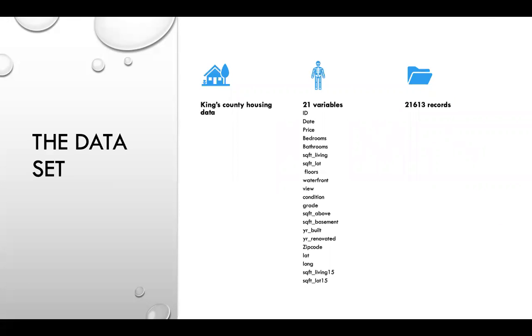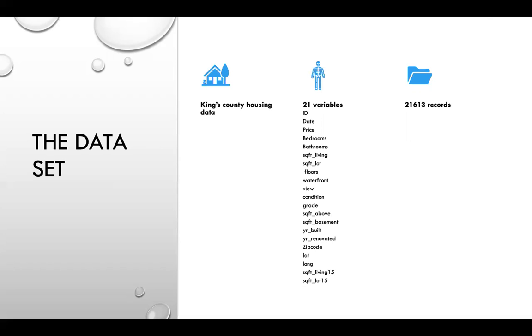So I'm going to talk about my data set a bit. The data set was acquired from Kaggle, and it is provided by the Kings County in Washington. It's actually official data provided by them, so we can be sure about the authenticity of the data set. In total, the dataset had 21 variables and 21,613 records in it, which is a sufficient amount for us to do our analysis.